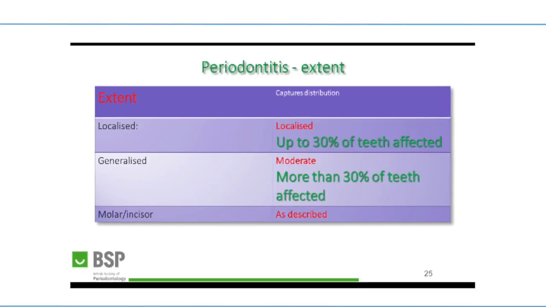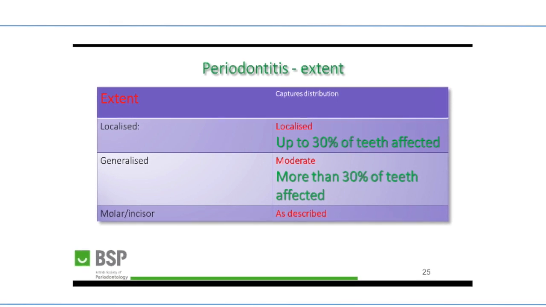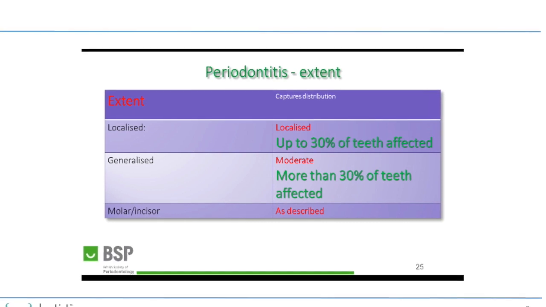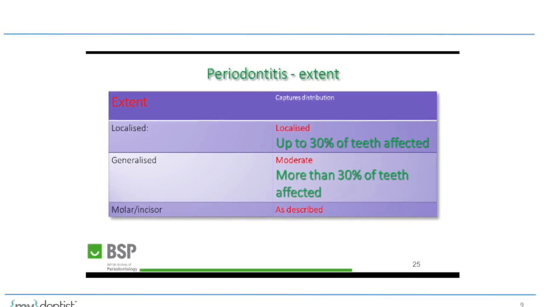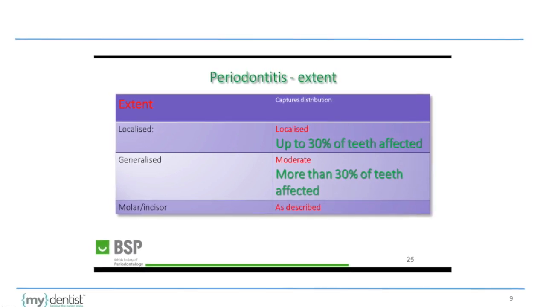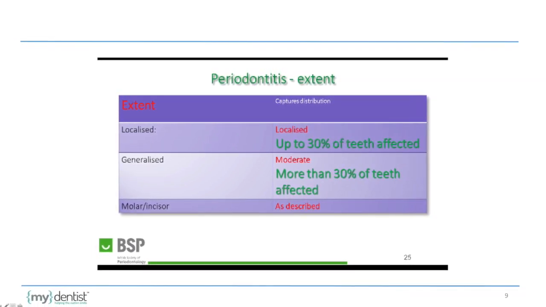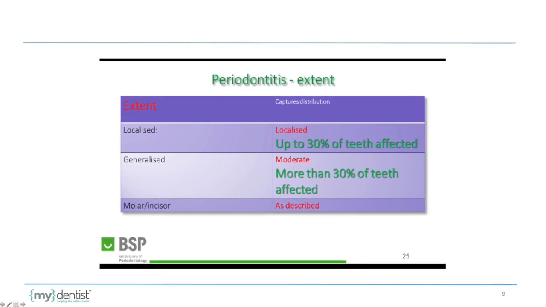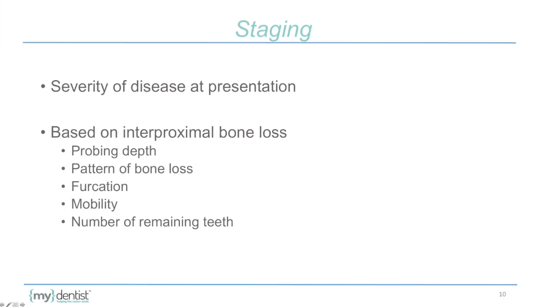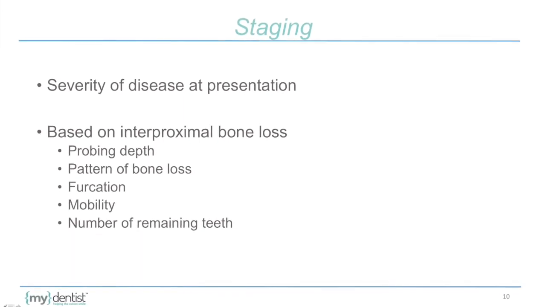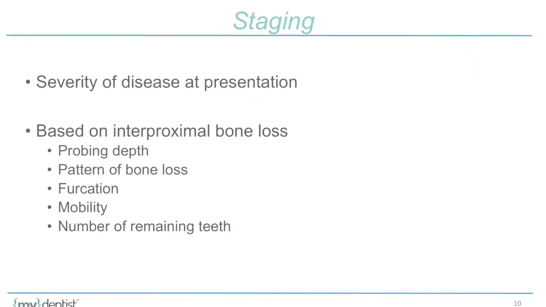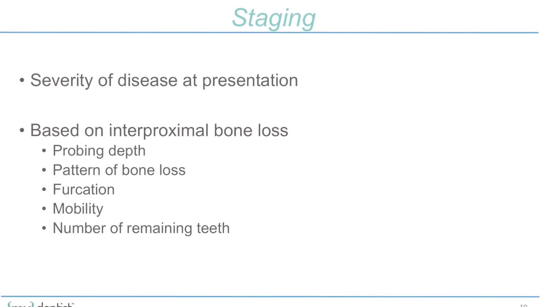The first is the extent of the periodontal disease, be it localized up to 30% affected or generalized of more than 30% of teeth affected. There's also a more distinct molar incisor pattern that would be apparent radiographically, and that's a different classification to the extent being local or general. Then you would have a stage. This is the severity of the disease at presentation and is based on probing depths, furcation, mobility, etc.